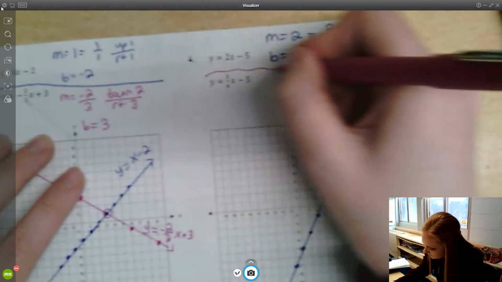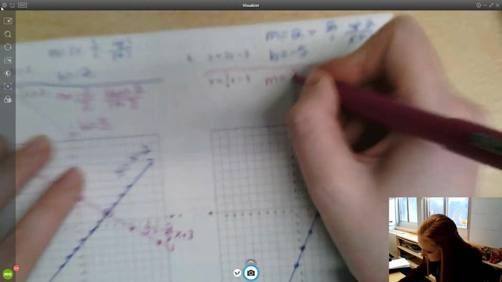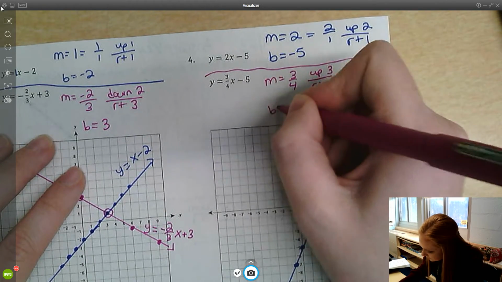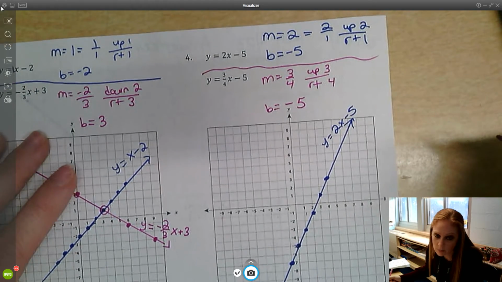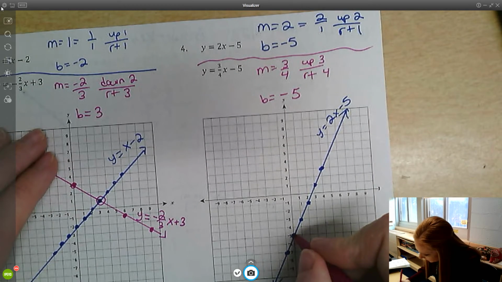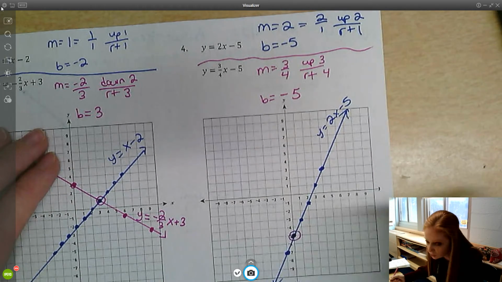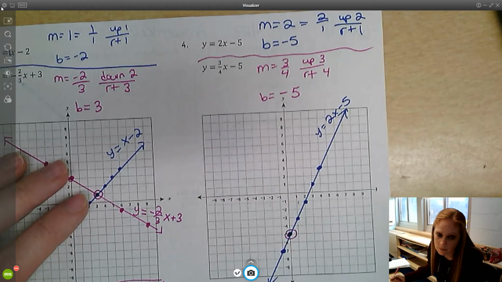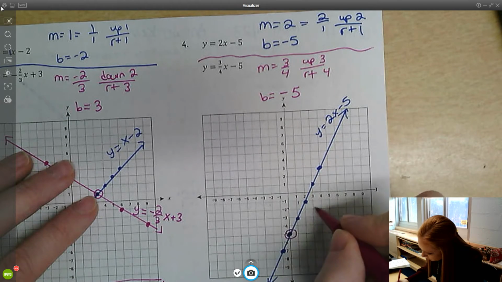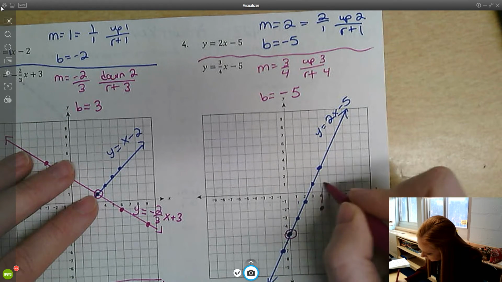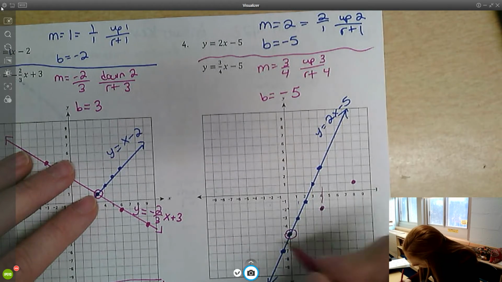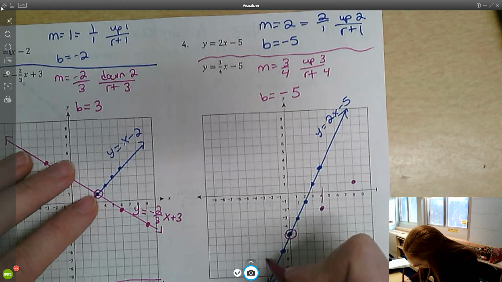Okay, our next one. Our m is 3/4, so that means we're going to be moving up 3, right 4. And our b is -5, our y-intercept, so we're going to start at the -5. B is begin. Begin at -5. Oh, wow, the other one began at -5 also. Looks like we already found our point of intersection. Now let's move. Up 3, right 4. Down 3, left 4.